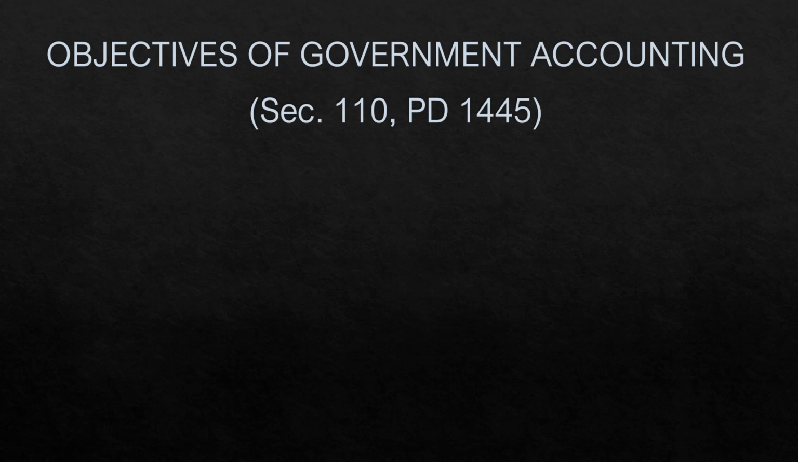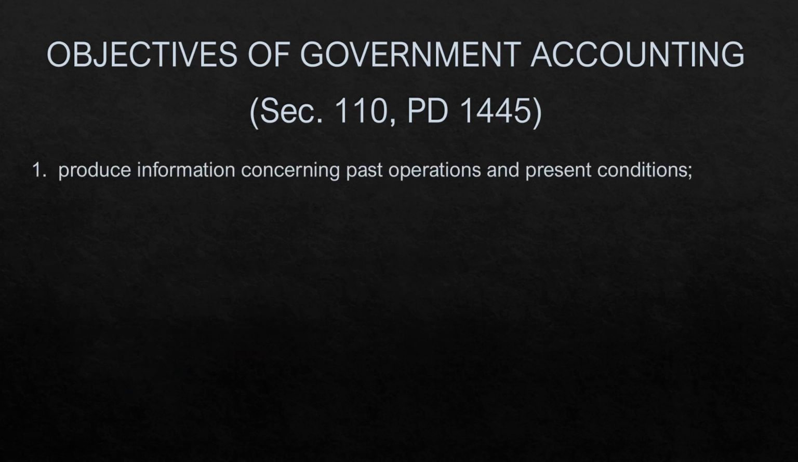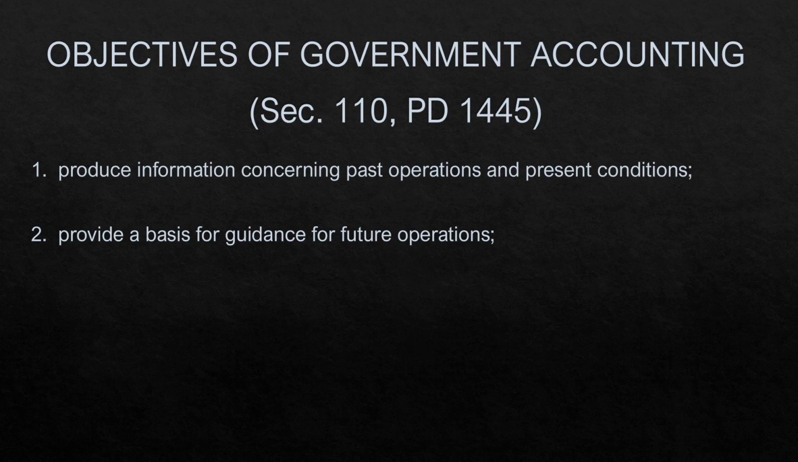So we have here the objectives of government accounting. First, produce information concerning past operations and present conditions. As what I have said, magpo-produce ng information yung government accounting on what transpired in the past, and its present condition. So, how many projects have been completed, how much funds were allocated, and ano yung status ng mga buildings constructed or the projects being implemented.